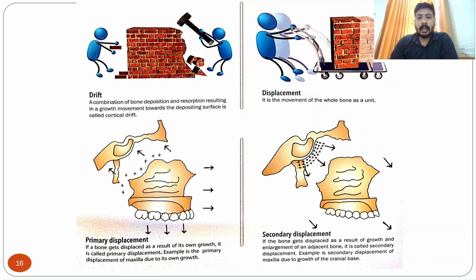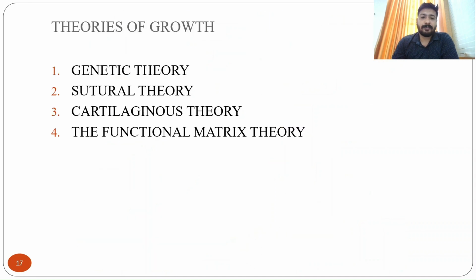But now the maxilla can undergo a forward and downward movement due to another reason, that is due to the change in the cranial base. So that would be a secondary displacement.